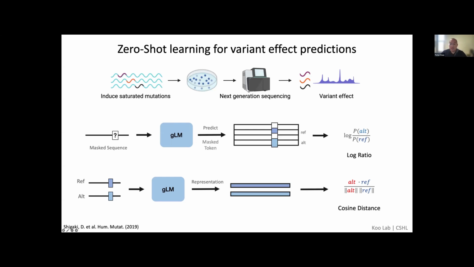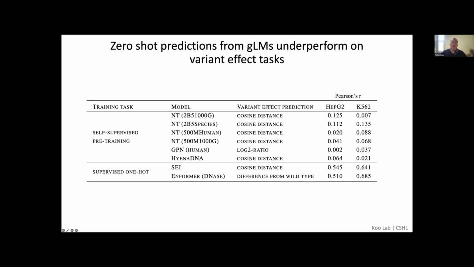In both cases, the gLM was not trained on the MPRA data. All predicted variant effects are based solely on the knowledge the gLM acquired during pre-training. So we did this for Nucleotide Transformer, GPN, and Hyena models. We then calculated Pearson correlation between their predicted variant scores and the experimental measurements from the CAGI5 dataset. As a comparison, we also evaluated zero-shot performance of pre-trained supervised models as well. Here we have SAD and Informer, which is another sequence to function prediction model.